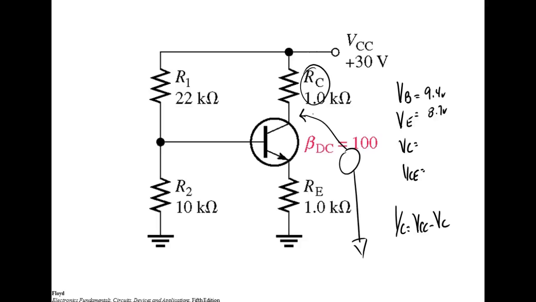So what's VC? Anybody got it? Well, it's minus VRC. I'm sorry, I just didn't put it on there. But that's what I was saying: the only difference between VC and VCC is the voltage drop across RC. You'll understand that. So VC is equal to VCC minus VRC. That's all it is. So what do we got for VC?